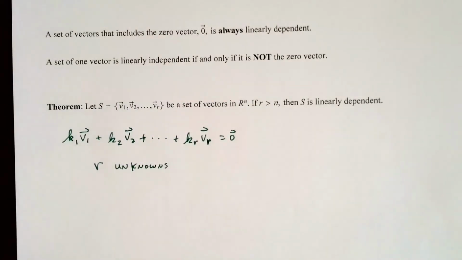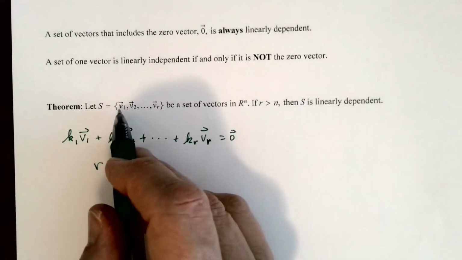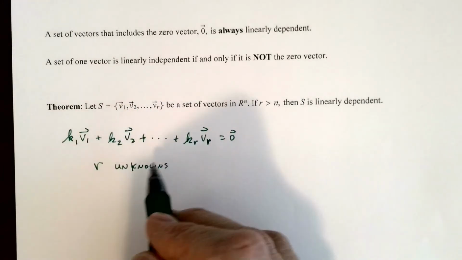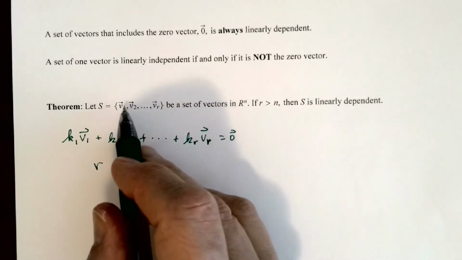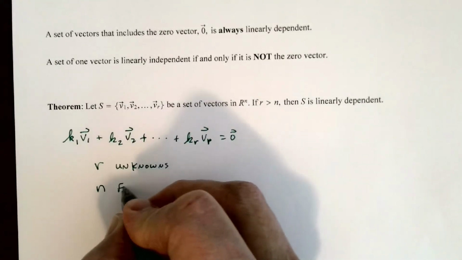And how many equations are we going to have? Do you remember from the last video how we determine the number of equations? It depends on what space our vectors are in. What space are they in? N space. These are n tuples. Each one of these vectors is n tuples, and we get an equation for each component, right? And if there's n components, then there's n equations.